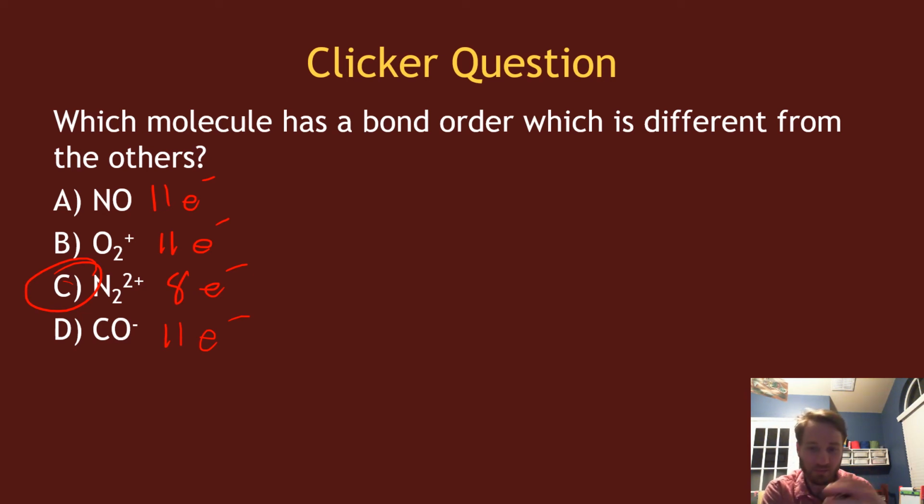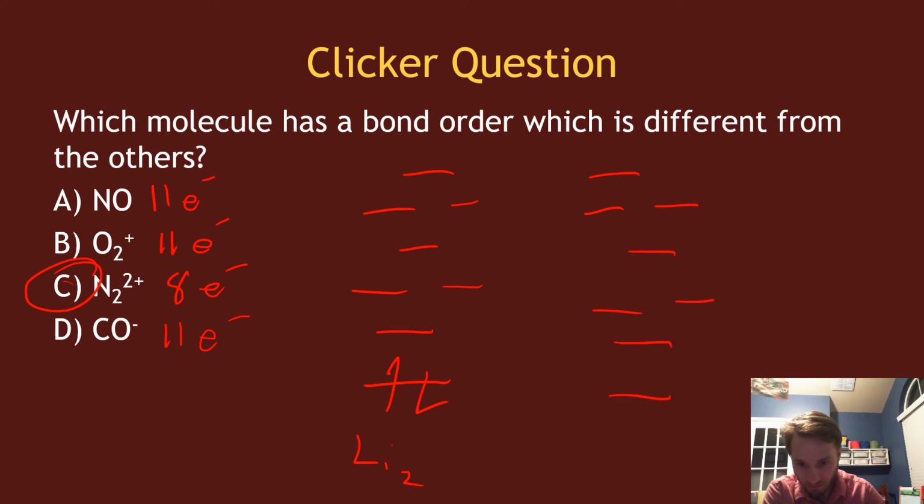Now, you can have a different number of electrons and have the same bond order. I could have something as simple as Li2 and compare that with B2. These both have a bond order of 1. So just because they have a different number of electrons doesn't mean they can't have the same bond order. But in this case, 11 versus 8, they will have a different bond order, so it's going to be C.